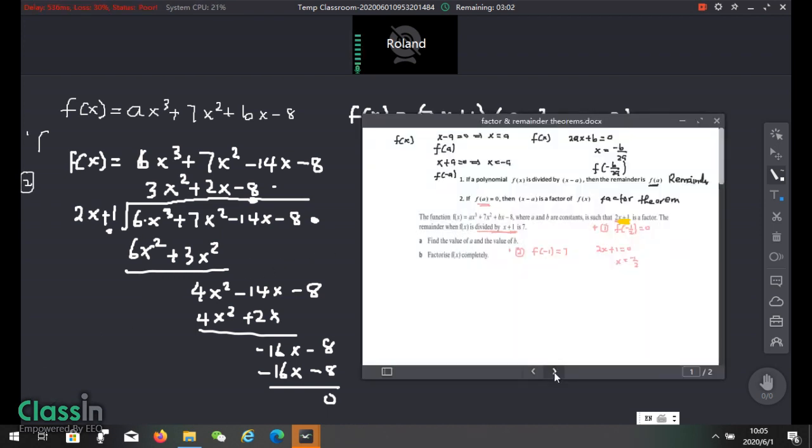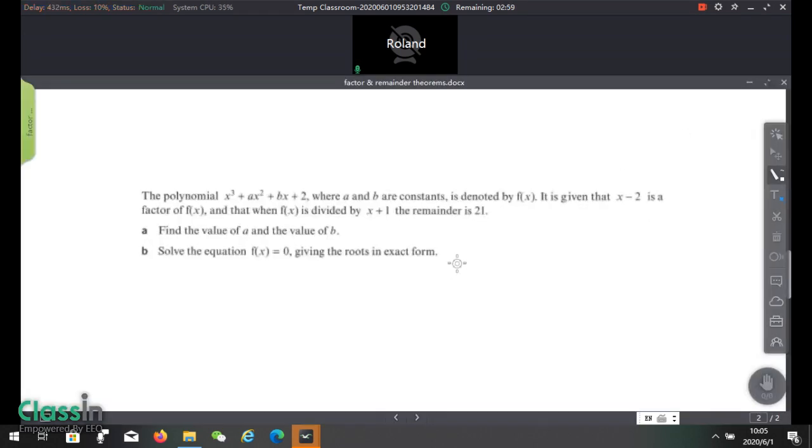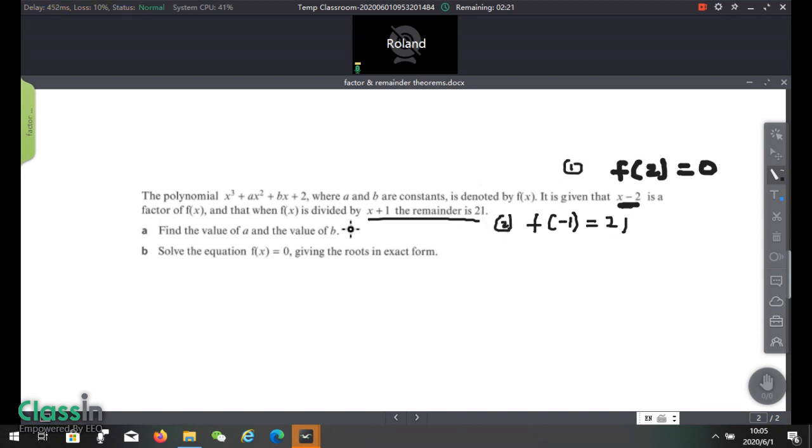Okay, let's look at another example. The polynomial x cubed plus ax squared plus bx plus 2, where a and b are constants, is denoted by f of x. It is given that x minus 2 is a factor of f of x. This means f of 2 equals 0. And when f of x is divided by x plus 1, the remainder is 21. This expression means f of negative 1 equals 21. So these two equations can help solve a and b.